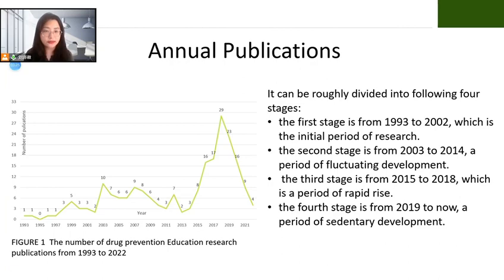The first stage is from 1993 to 2002, which is an initial period of research, and with a total of 20 publications. And the second stage is from 2003 to 2014, a period of fluctuating development with 71 publications. And the third is from 2015 to 2018, which is a period of rapid rise with 30 publications. And the fourth phase is from 2019 to now. It's a period of steady development with 52 publications.